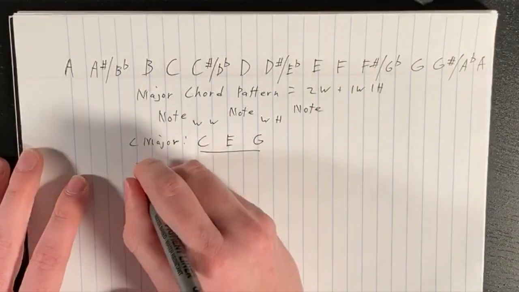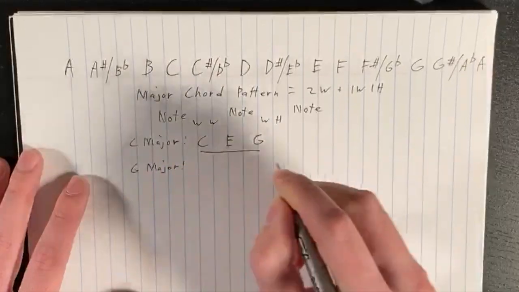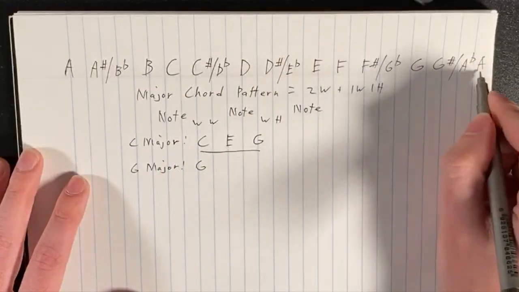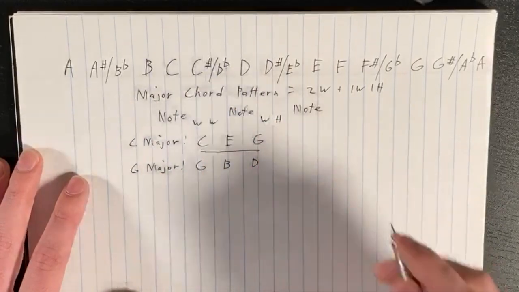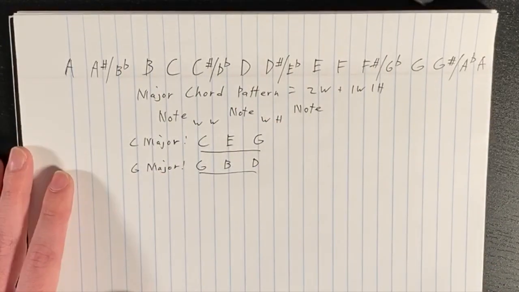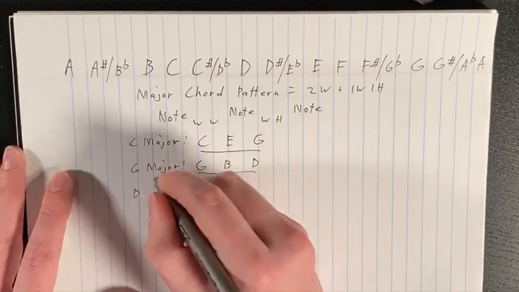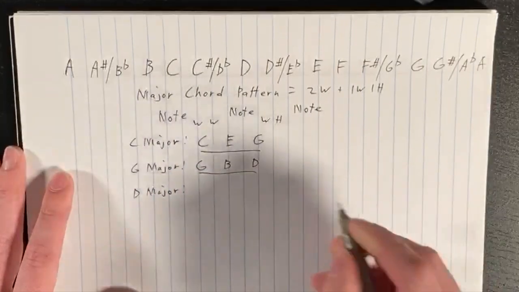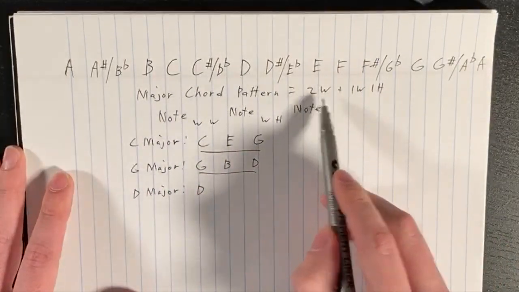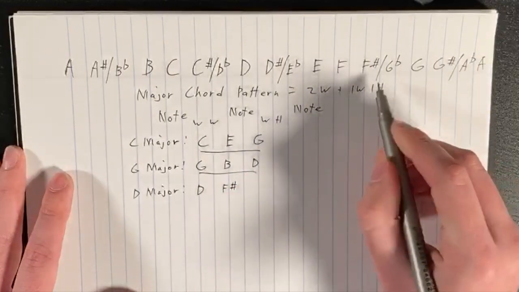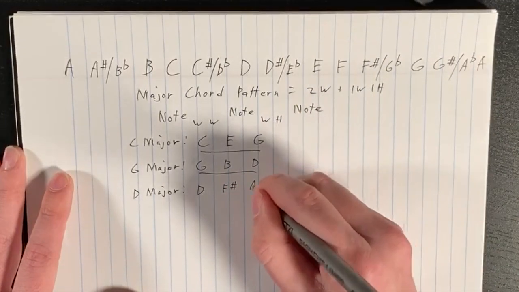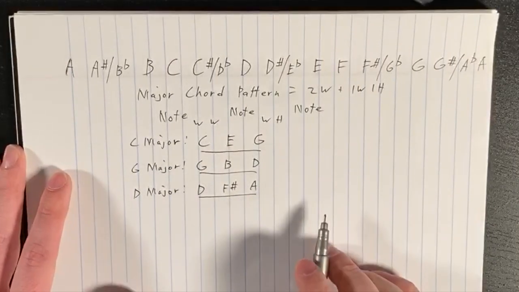Now let's do the same thing for G major. We're going to start with G. We're going to get the note that's 2 whole steps above it, and that's B, and find the 3rd note, whole step and a half step above, that's D, and we have G, B, and D. We can do the same thing for D major. Start with D, 2 whole steps gets us to F sharp, and then a whole step and a half step gets us up to A. And those are our notes for D major.